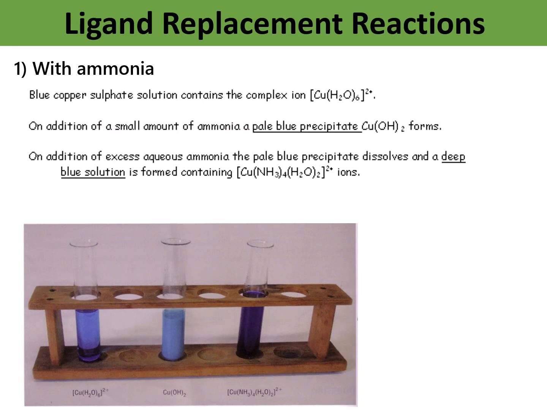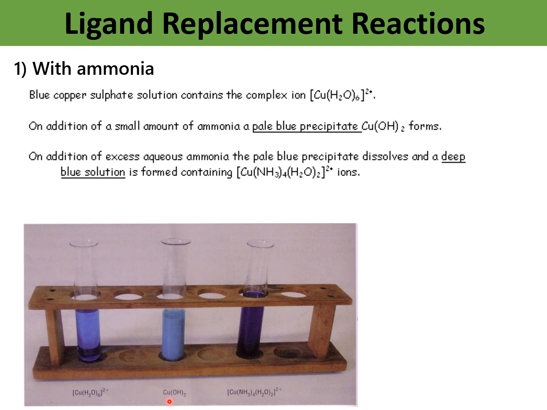We're going to look at some ligand replacement reactions of hexaaqua copper ions, and we're going to start with ammonia ligands. Our hexaaqua copper ions form a blue solution. When we add sodium hydroxide solution, 2 of the water ligands are displaced and a pale blue precipitate of copper hydroxide is formed. Ammonia solution will also form the same precipitate because ammonia solution also contains hydroxide ions.